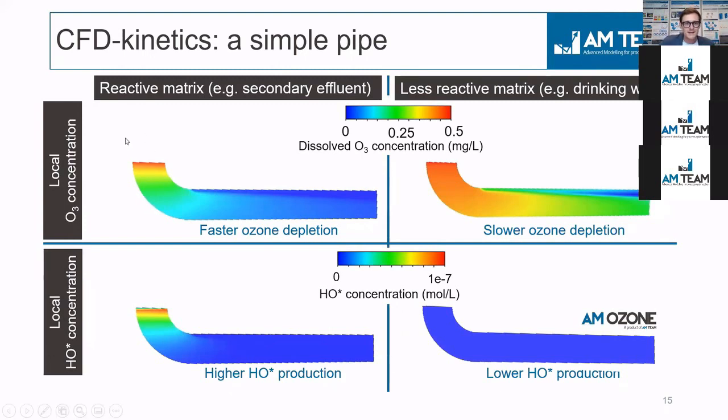Well, what you can see is that ozone depletes very fast in secondary effluent, while it survives way longer in drinking water, of course leading to a much higher CT value. Yeah, obviously. Look at the radicals. It has a huge impact as well, because you produce quite some radicals in the beginning, while in drinking water you also have some radicals, but the levels are generally much lower.